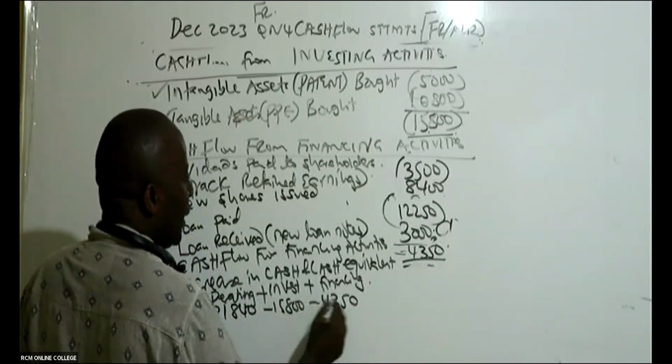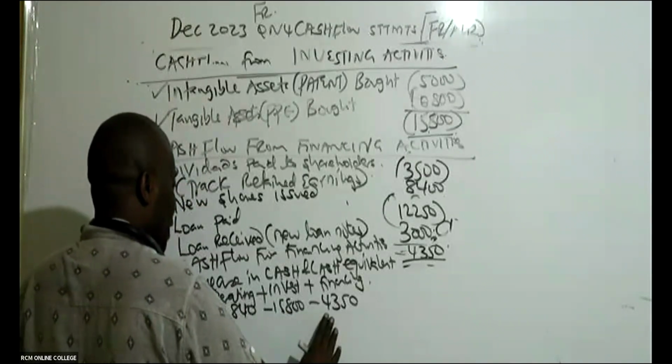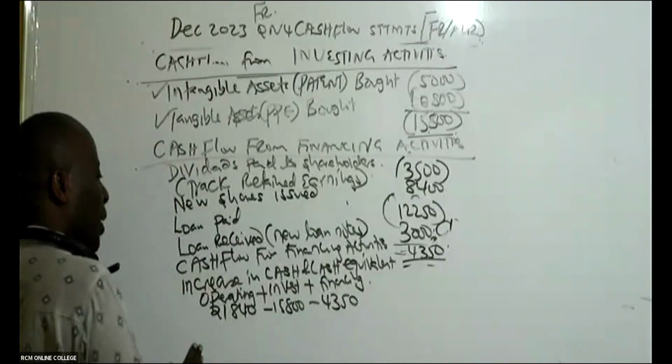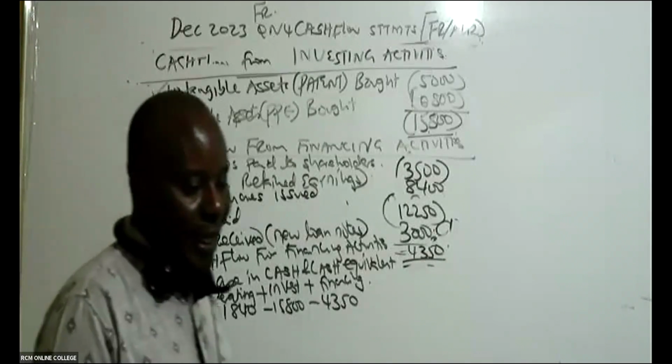So can you kindly add these three? Add this. So you take this, minus this, minus this. You give me what we call increase in cash and cash equivalents.